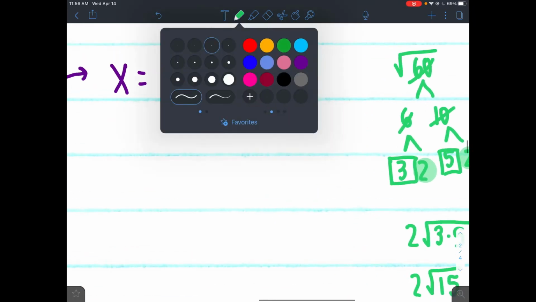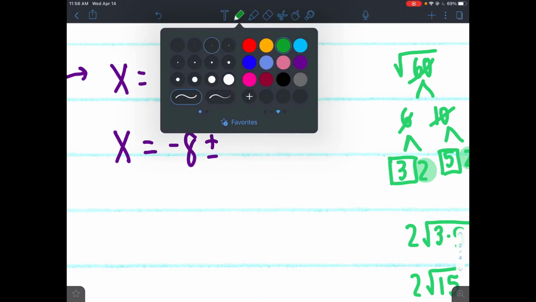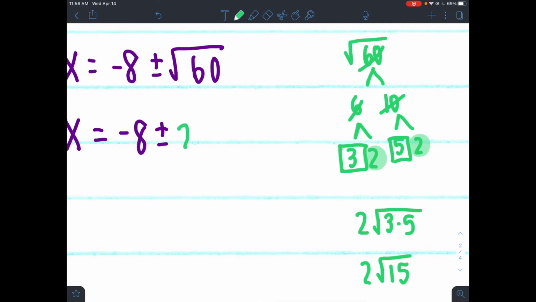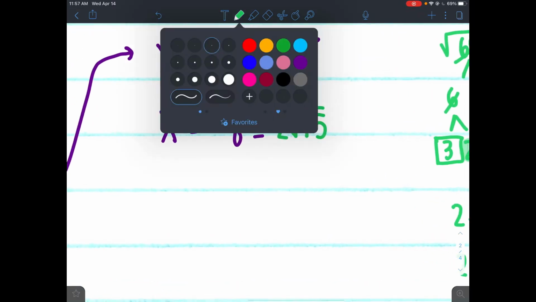So I'm going to go ahead and rewrite my answer as x equals negative 8 plus or minus... Remember, square root of 60 is the same thing as 2 square root of 15. That's why we got to know how to simplify radicals before we do this. 2 square root of 15. All right, so this is your final answer.